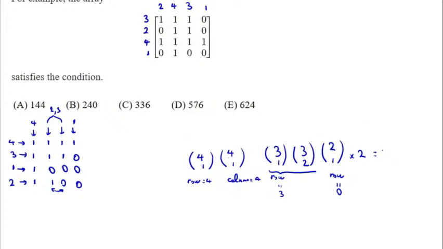We have 4 times 4, 16. 16 times 3 times 3, 9. 2 times 2, 4. 9 times 16 is 144. 4 times 1, 4. 4 times 4, 16. We have 1. 4 times 4, 16 plus 1, 17. We have 1. 4 times 1, 4 plus 1, 5. So the answer is 576. And the answer is D.